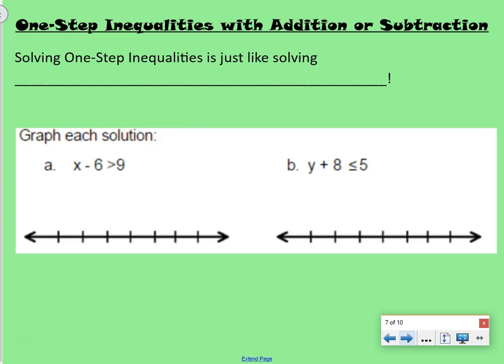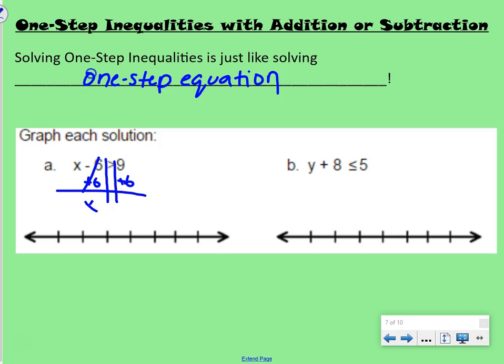One-step inequalities with addition or subtraction. Solving a one-step inequality is just like solving a one-step equation. All right, so we're going to solve and graph each solution. X minus 6 is greater than 9. Draw the railroad tracks. Add 6 to both sides. We get X. 9 plus 6 is 15. The only difference is now instead of carrying down an equal sign, we're carrying down a greater than sign. X is greater than 15.